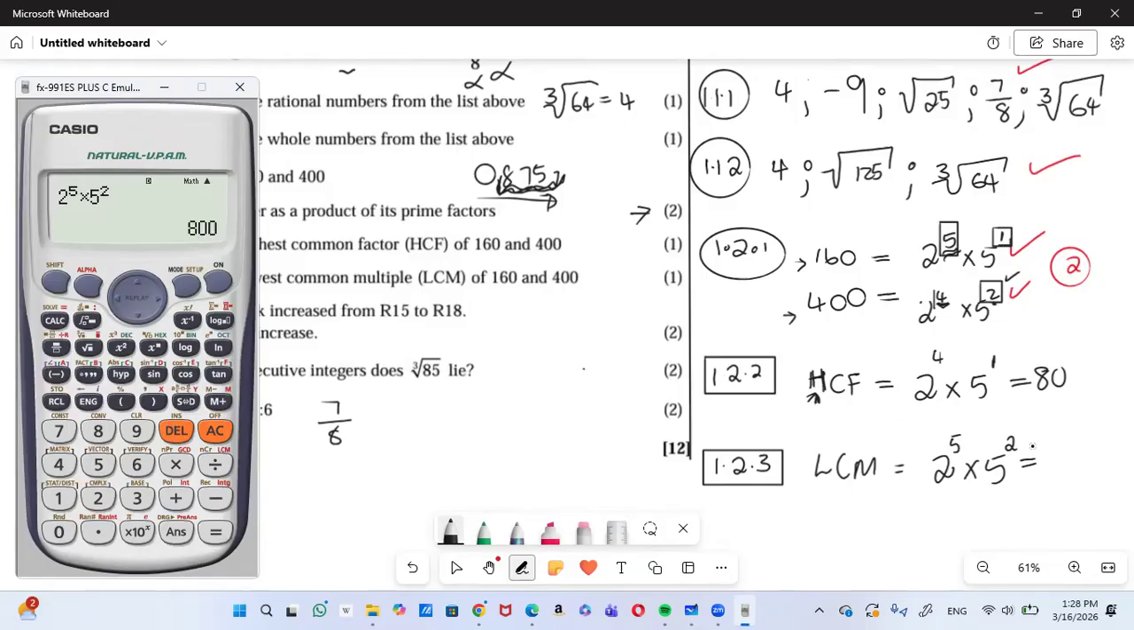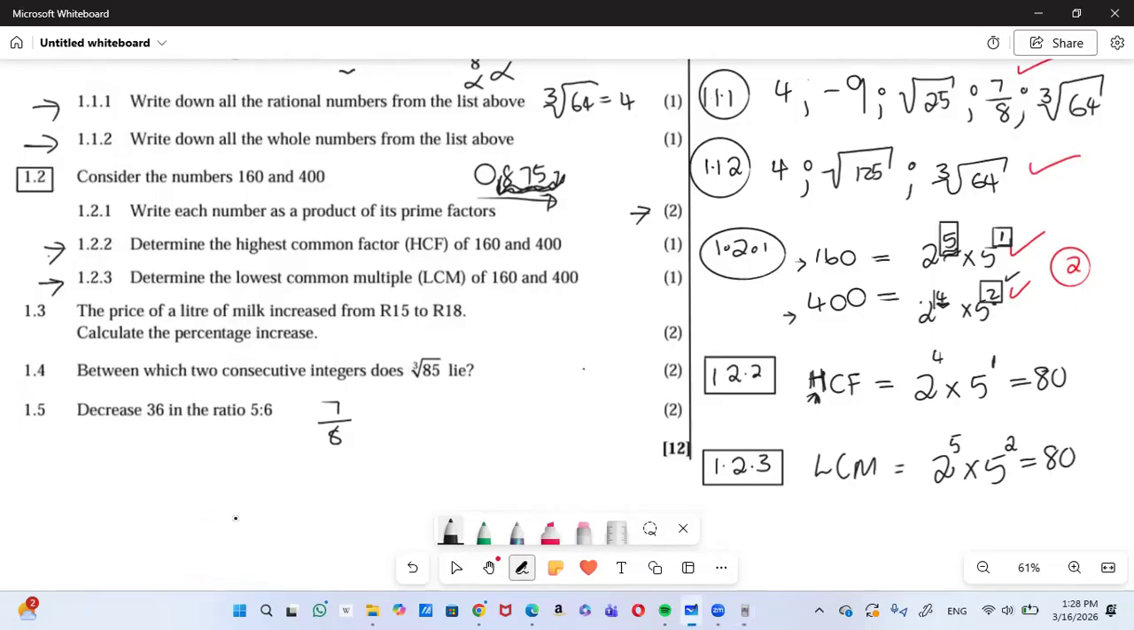And then now finally our answer, it is 800. And I think you guys can see now, for this one, we only have 1 mark there as well as 1 mark there, right? So now these ones are quite simple. They just need you guys to practice over and over and over.